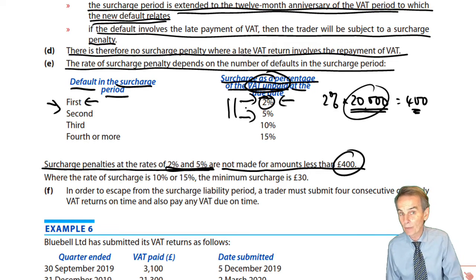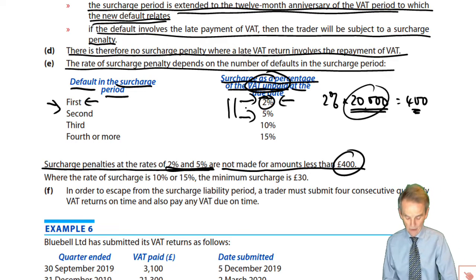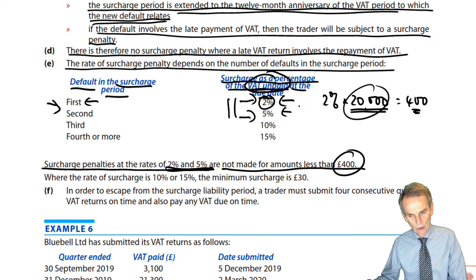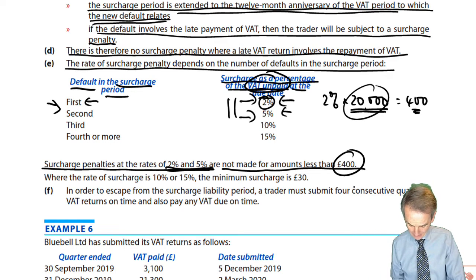Now, as we said, hopefully you'll have learned your lesson and you won't do it again. So this is a percentage of the amount of VAT unpaid. But if we're talking first or second default, no such payment will have to be made if the amounts involved are less than £400.